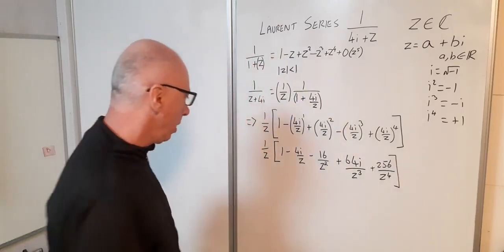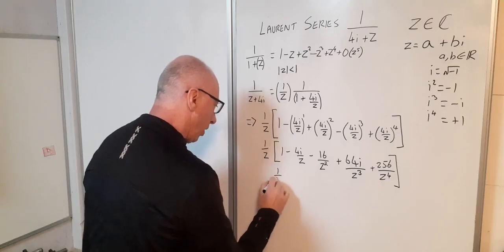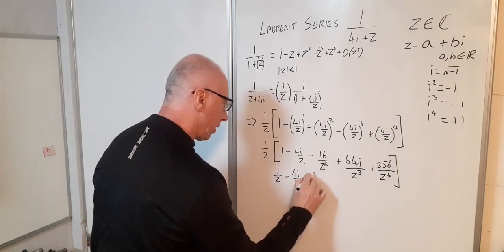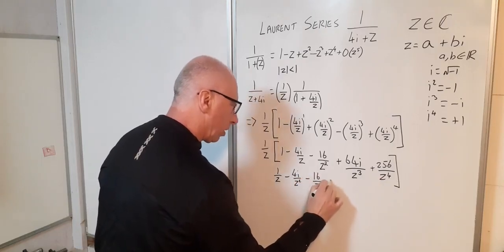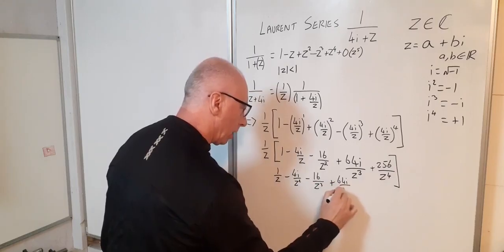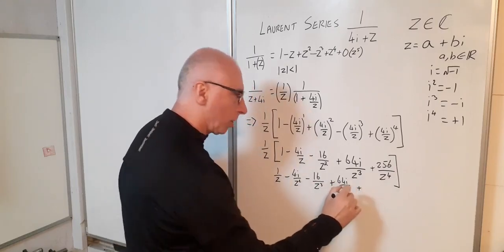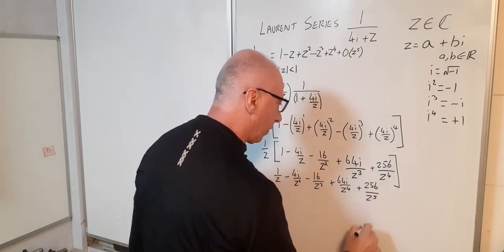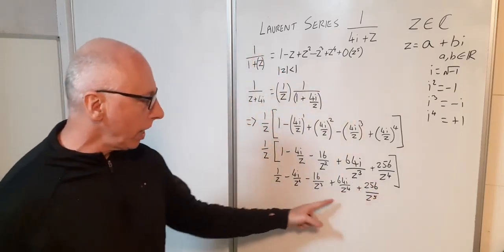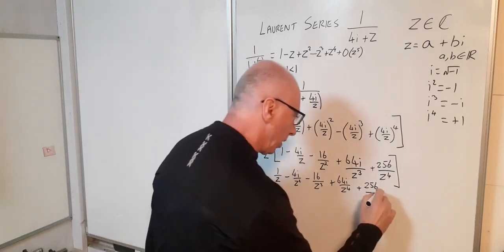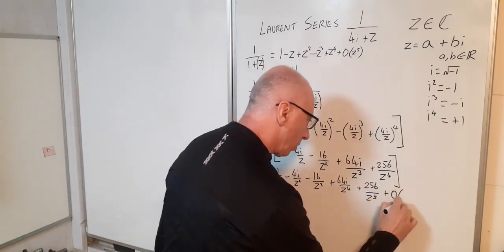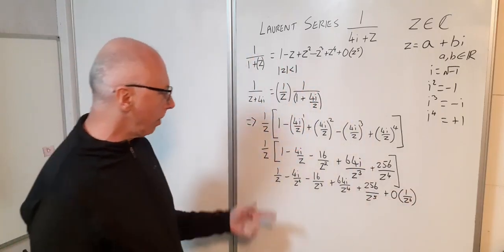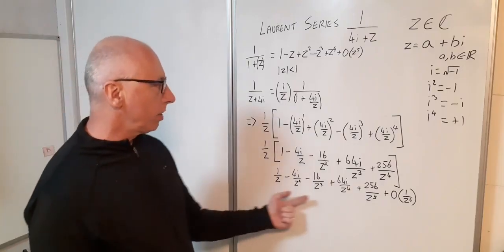Okay, now all I need to do now is just distribute this z through here, which is pretty straightforward. 1 over z minus 4i z squared minus 16 z cubed plus 64i z to the 4 plus 256 z to the 5. And now my big O notation, my next one will be z to the 6 and so on. So I'm just going to put plus O of 1 over z to the 6. So that'll be the next two in there and so on. Okay, so that's my Laurent series.